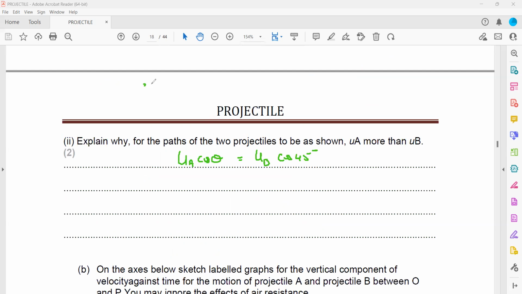Remember that the value of theta and the value of cosine theta are inverse. If the value of theta increases, the value of cosine theta will decrease. So we want the product UA cosine theta to be equal to UB cosine 45. UA's launching angle is more, which means a greater launching angle is there.